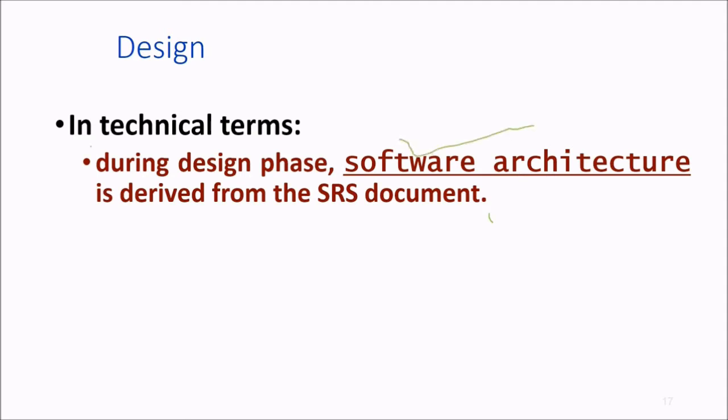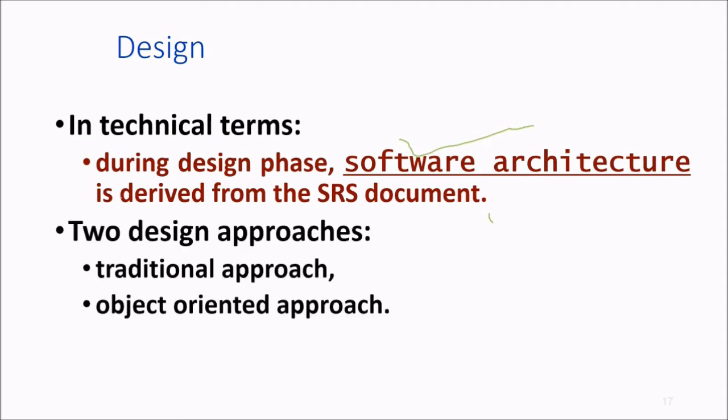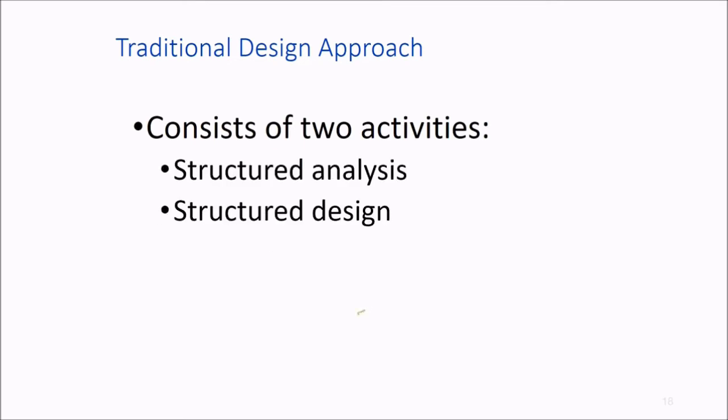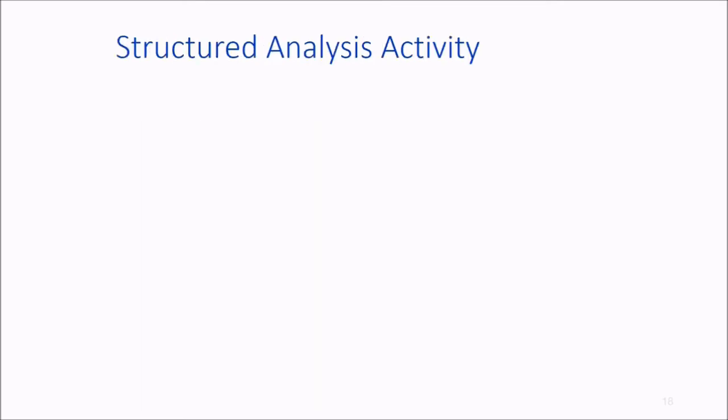Software architecture is derived. There may be two design approaches. First is a traditional approach. The other may be the object-oriented approach, which is mostly followed. The traditional design approach has two activities: structure analysis and structure design.